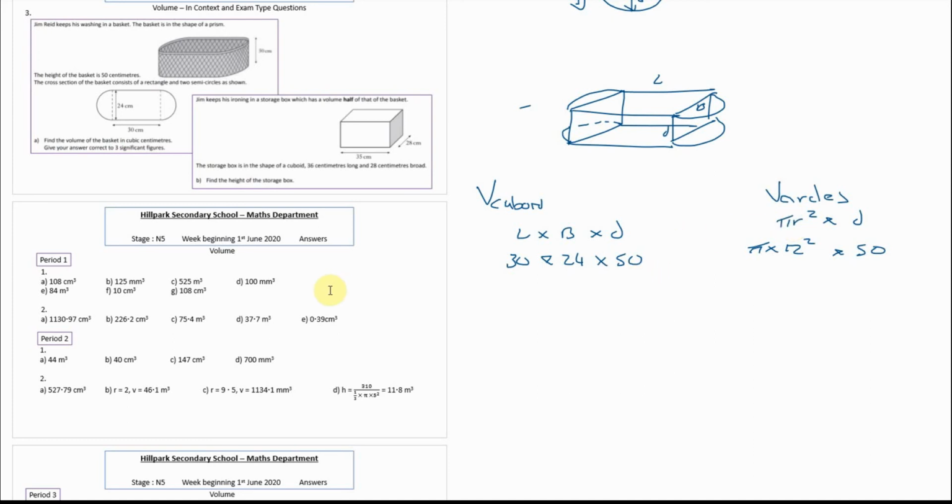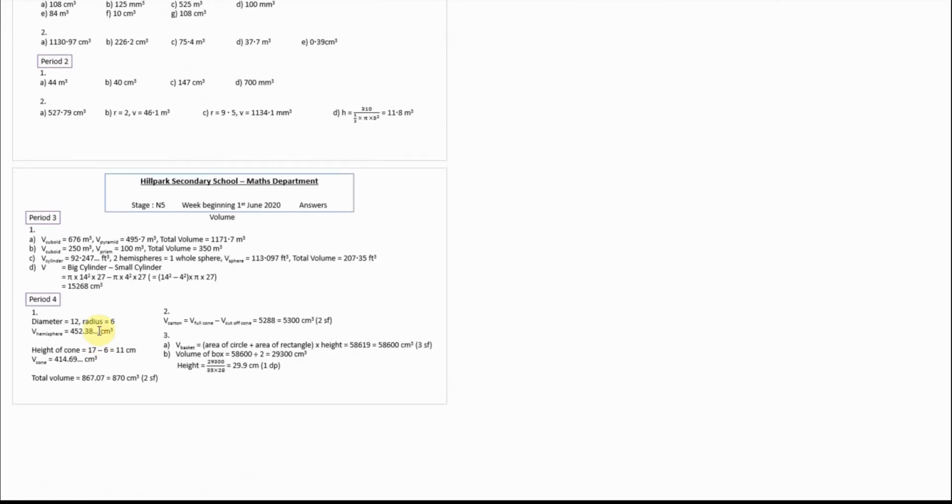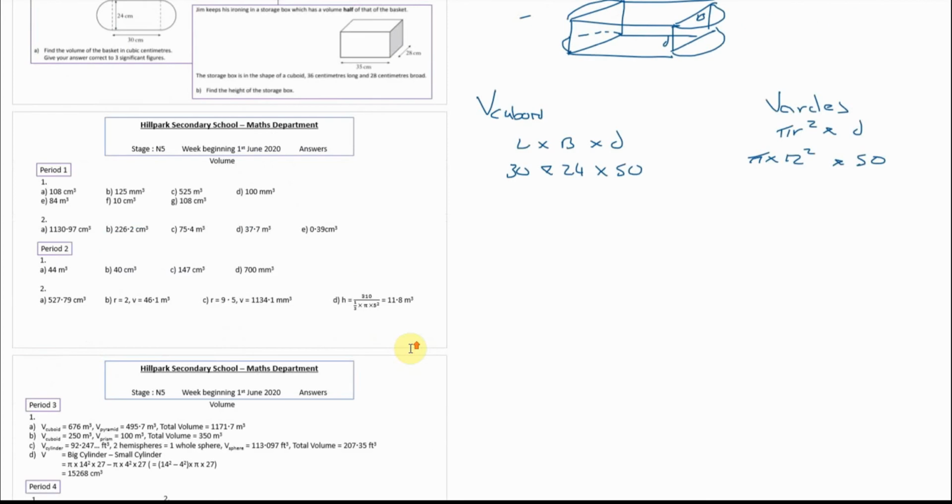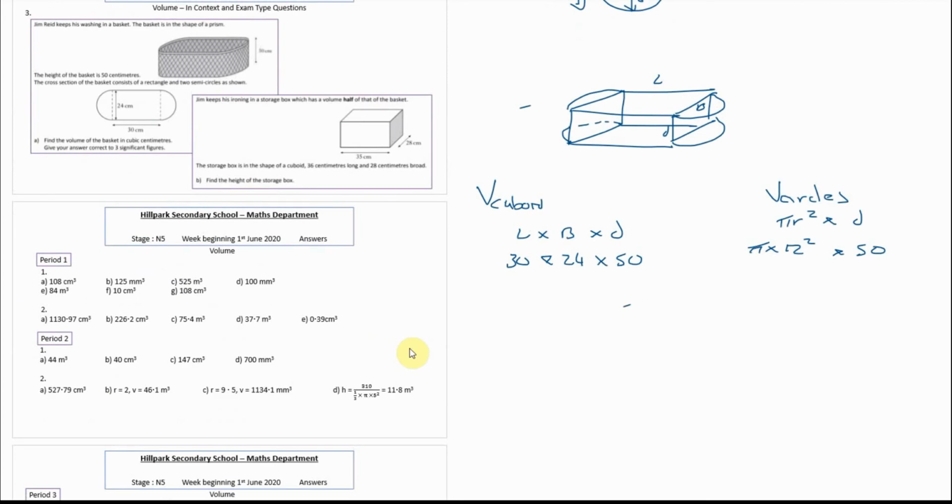Okay, so what was the answer to that one then? Just so I can go on to the next bit. 58600. Okay, so that's your first one. So it says Jim keeps his iron in a storage box, which is a volume half of the basket. The storage box is shaped like a cuboid. Find the height. Okay. So now we're saying, look, we know the volume is 58600.